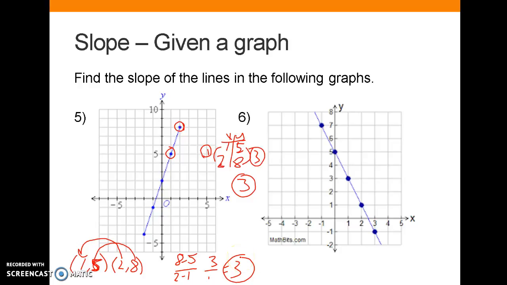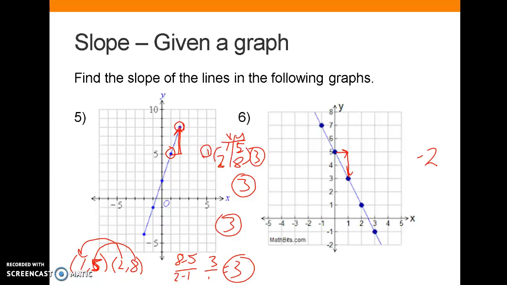To go from one point to the next, I could think of it as, how am I changing? Every time I move one space to the right, it looks like I'm going up 3 units, which means the slope is 3. Same thing here, except this time when I move one space to the right, I go down 2 units. So the slope here is negative 2.